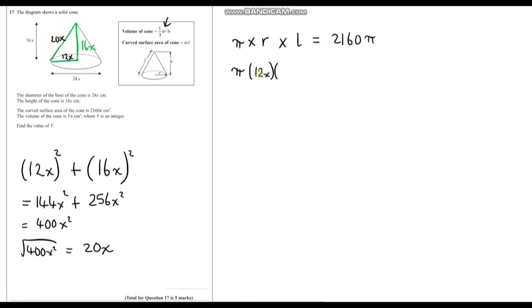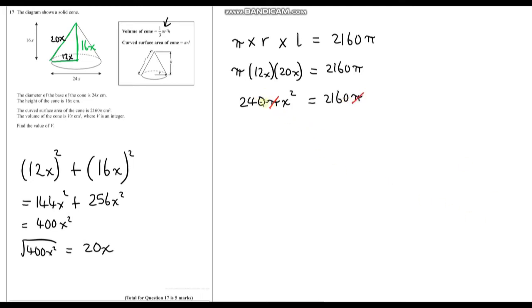That's pi times 12x times 20x, and that equals 2160 pi. Let's calculate what this is on the left hand side. 12 times 20 is 240. x times x is x squared. And then we've got the pi as well. So we can just say 240 pi x squared, and that equals 2160 pi. Now we've got a pi on both sides, so we can just get rid of those pis.